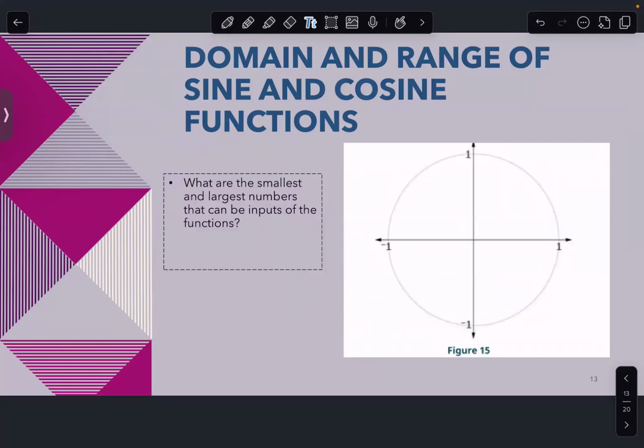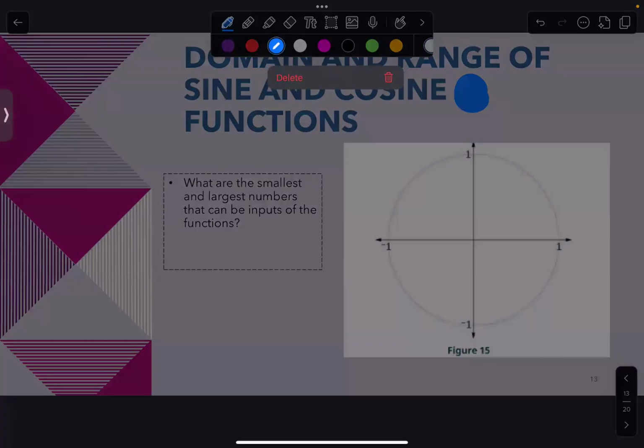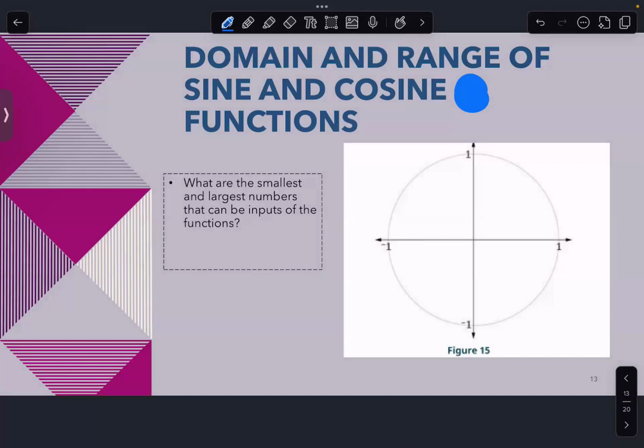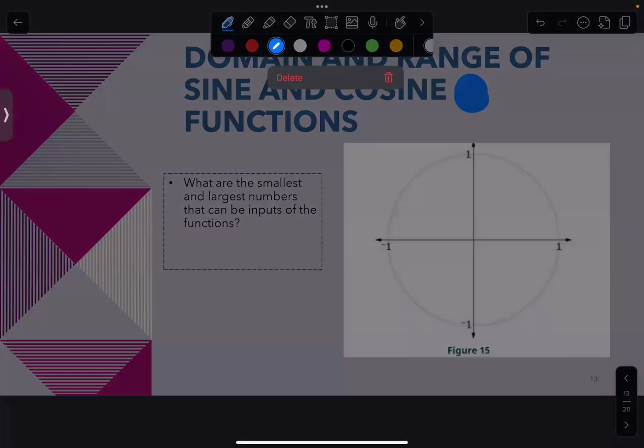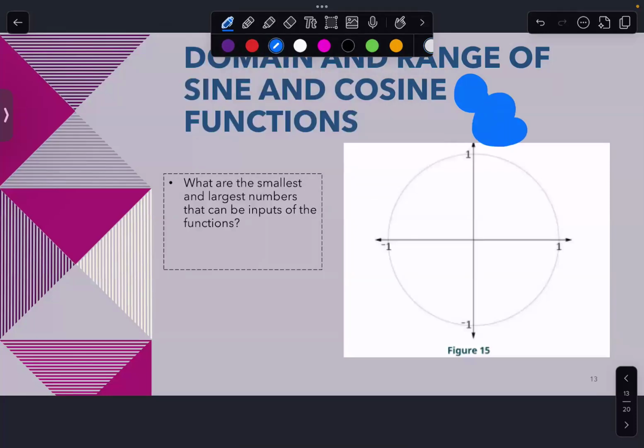So the question we want to answer is essentially, what are the smallest and largest numbers that can be inputs of the functions? And yes, I said functions just like we were sitting in an algebra class, because sine and cosine are both functions. And maybe we have or we haven't thought about that before, but they are actually functions of just what we're trying to find here. So let me go ahead and get my pen going so we can find this.